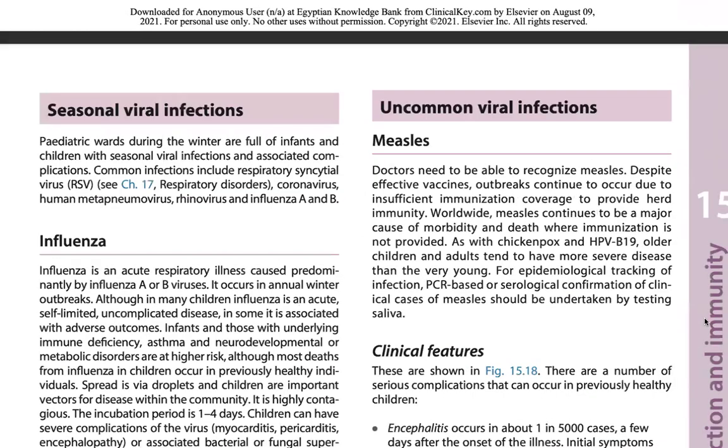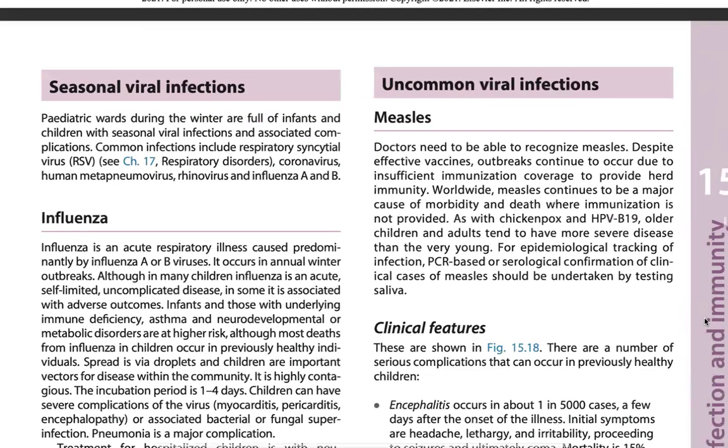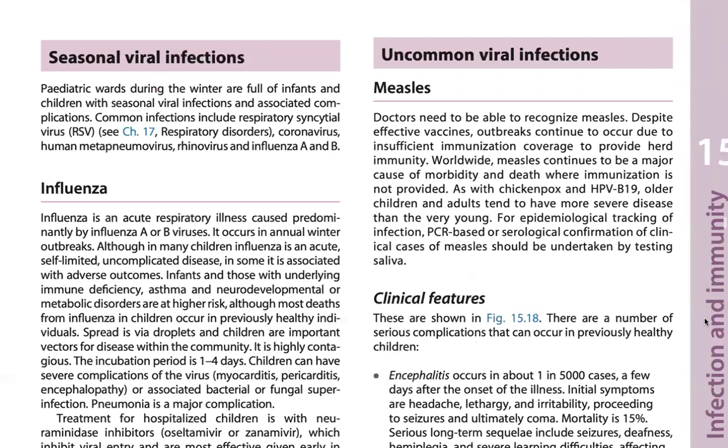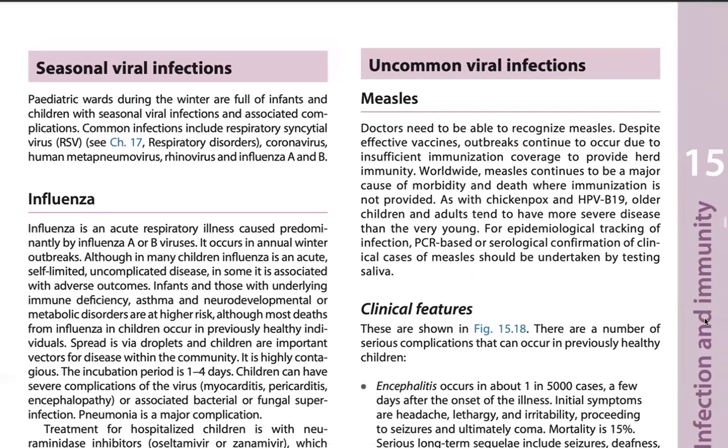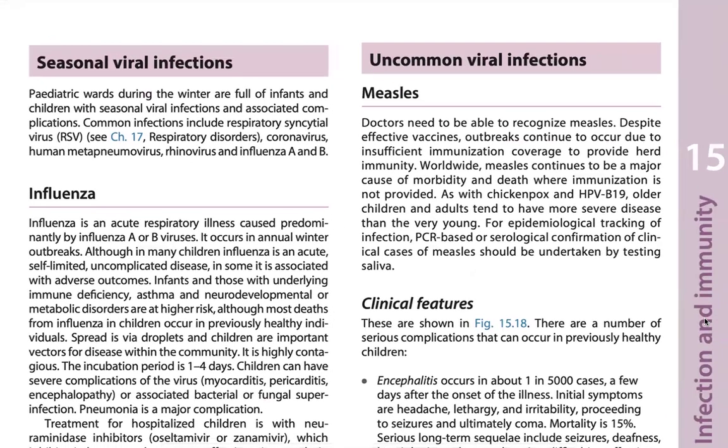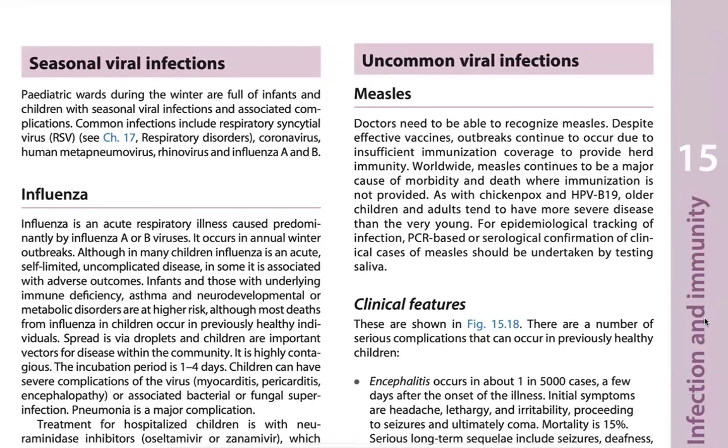Now, the uncommon viral infections. Measles: doctors need to be able to recognize measles. Despite an effective vaccine, outbreaks continue to occur due to insufficient immunization coverage to provide herd immunity. Worldwide, measles continues to be a major cause of morbidity and death where immunization is not provided. As with chickenpox and COVID-19, older children and adults tend to have more severe disease than the very young.